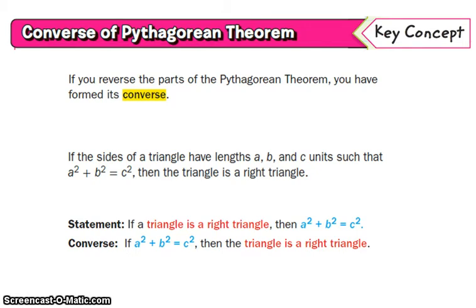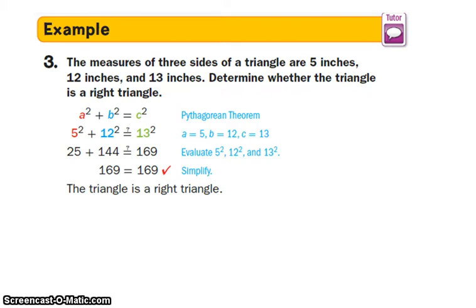So what we can do with this is they can give us 3 lengths, and we can use those lengths to decide if the triangle is a right triangle or not. Okay? For example, the measure of 3 sides of a triangle are 5 inches, 12 inches, and 13 inches. Determine whether the triangle is a right triangle. So what we can do is we can use the Pythagorean theorem right here, and we can plug in what we know. They tell us the sides are 5 inches, 12 inches, and 13 inches. Now the reason the 13 is over here is because it's the longest side.